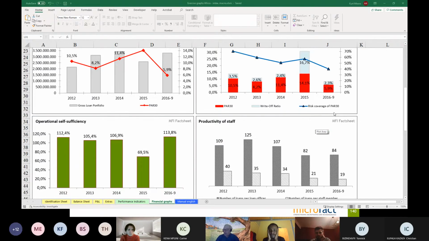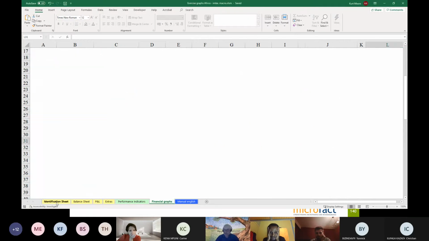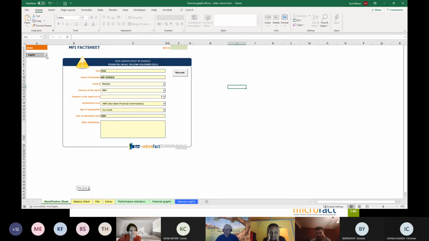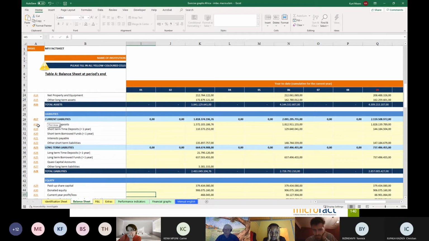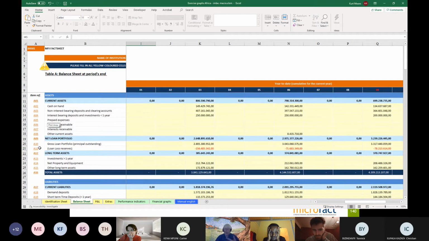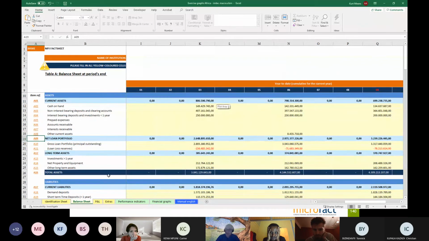Now I just want to make the exercise to give you an idea how the fact sheet is working. First of all, some promotion for the fact sheet. If you don't know what is already all included in the fact sheet, I give you some features. Gross loan portfolio, you double click on the reference and you have a built-in handbook with all the information on the topics. So that's quite practical.